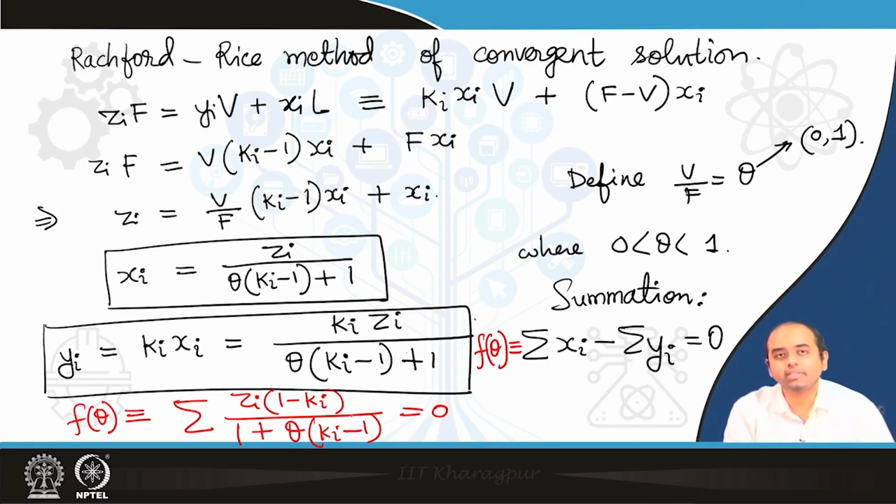Right. So, this is the summation equation I am having. Please note that in this summation equation, Zi is the feed composition that is known, right. Ki is known from the thermodynamics, right. So, Ki is the vapor liquid equilibrium constant, and that is from the thermodynamics.